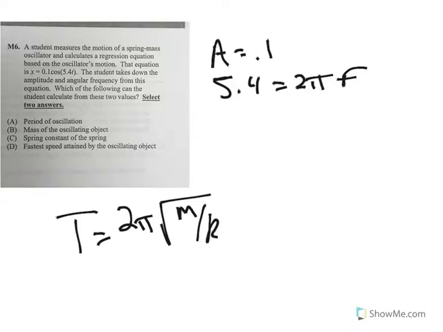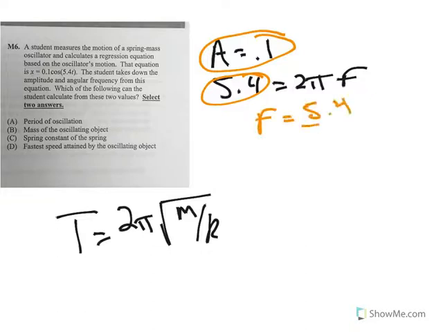Well, first of all, what can we learn from this? Well, you can learn that A is 0.1, and you can learn that 5.4 is 2 pi f. So really, you could say f is equal to 5.4 divided by 2 pi. So you've got a frequency and you've got an amplitude. So what could we do with that?